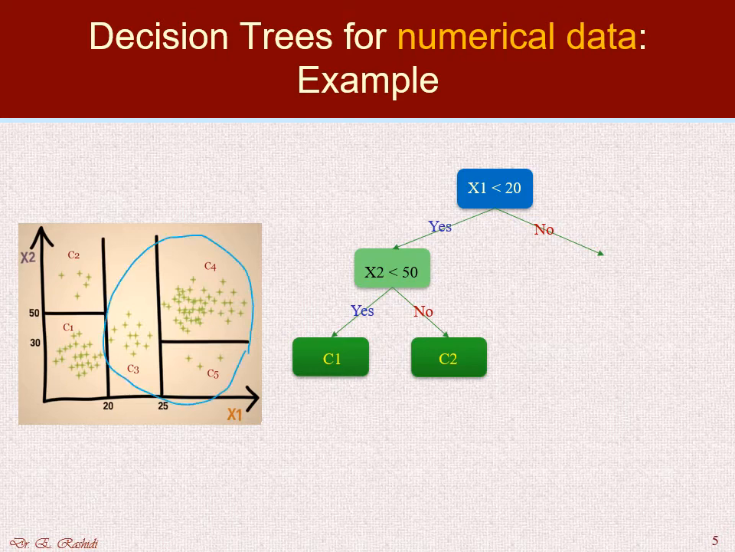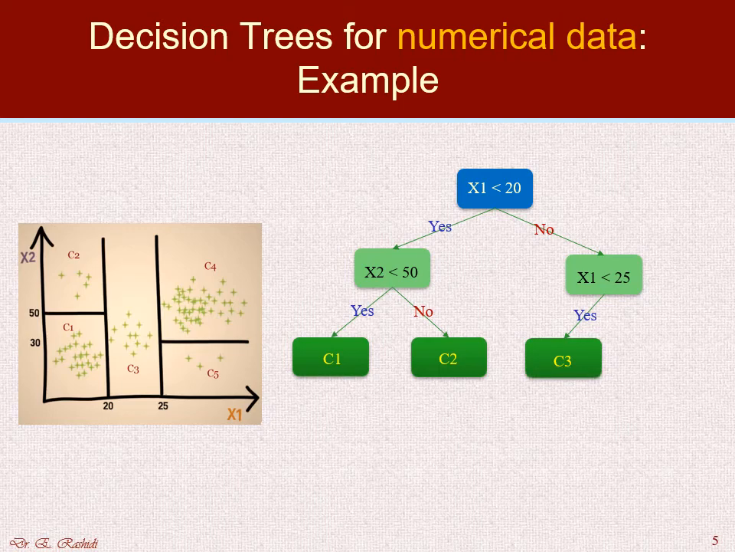These three classes have x1 greater than 20. Now we can distinguish class 3 from the others by asking a question about another x1 value, that's 25. So we would ask, is x1 less than 25? If the answer is yes, then we have class 3. If the answer is no, then you have to specify which class it is based on the value of x2.